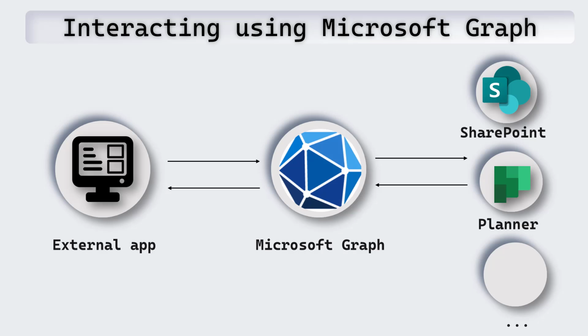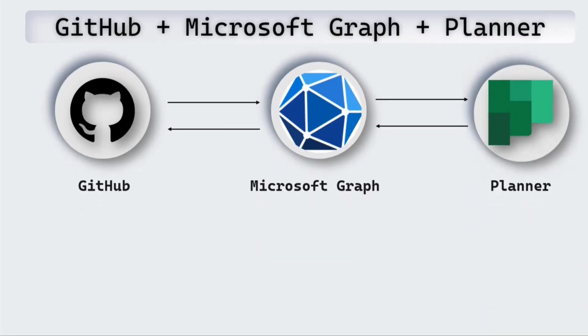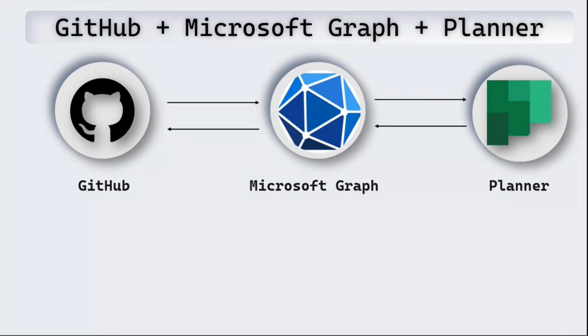There are several types of apps we can develop. One such app is GitHub. As you can see on the left side, we've got GitHub. If GitHub has to access Microsoft 365 data, then we can use Microsoft Graph and get the data. That's what we'll be looking at today. In particular, we'll be looking at interacting with Planner from GitHub. We'll use Microsoft Graph to interact with Planner and then pass that data back to GitHub.